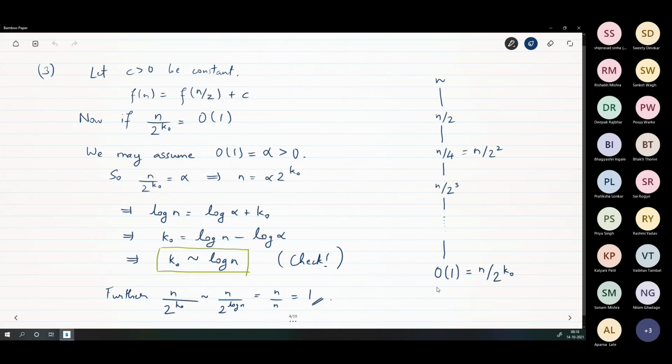Here I am writing big O of 1 because it need not be exactly f of 1 all the time. It could be f of 2 or f of 3, but it will be f of some constant, and we will assume that it is 1. It really doesn't make any difference if it's not 1 and it's equal to f of 2 or something. In general it is f of something that is order 1. That is enough.